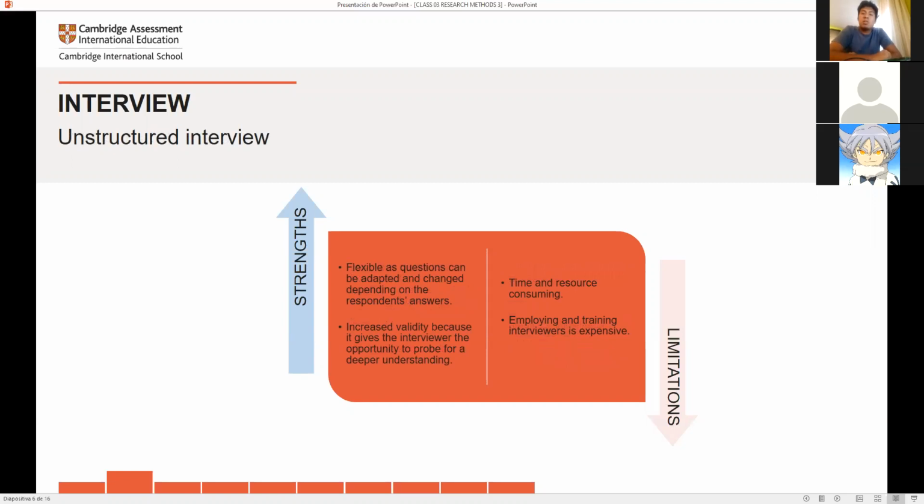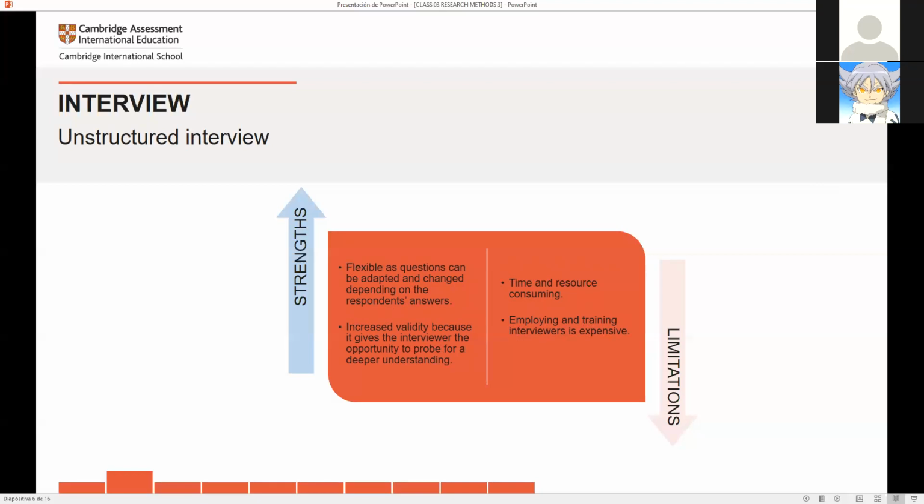Now, what about the unstructured interview? In an unstructured interview, or sometimes a mixed interview, they may have some pre-armed questions, but they do not follow all of them. It's flexible, as questions can be adapted and changed depending on the respondent's answers. So we have questions over answers, and it has increased validity because it gives the interviewer the opportunity to probe for a deeper understanding. So it measures what we needed to measure.